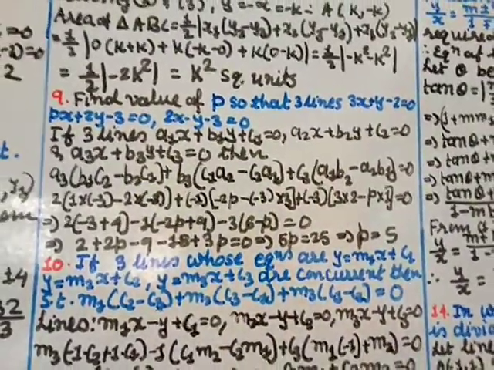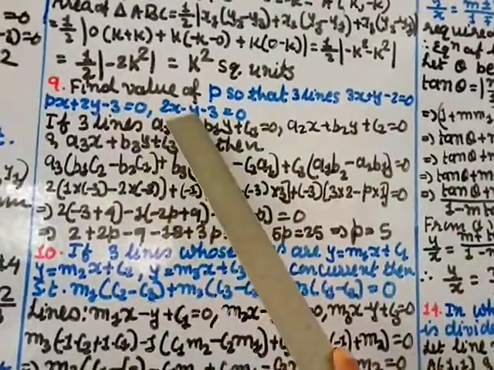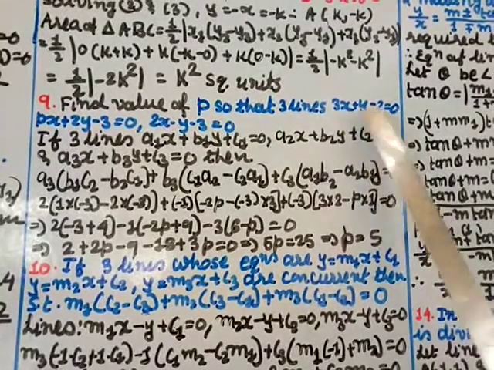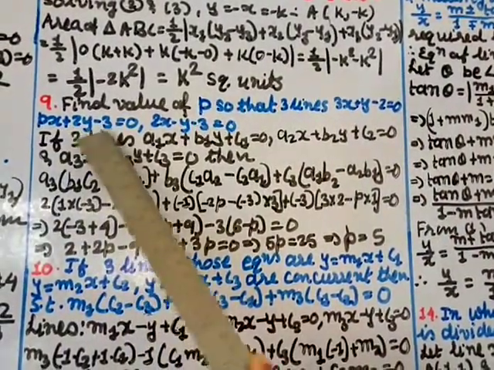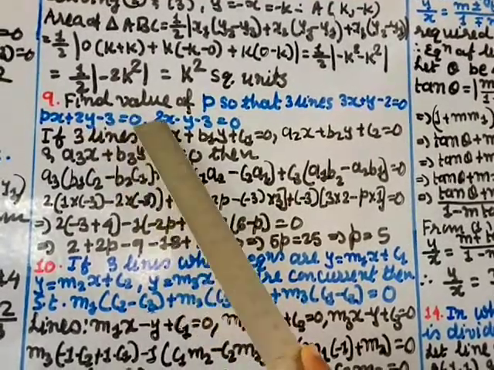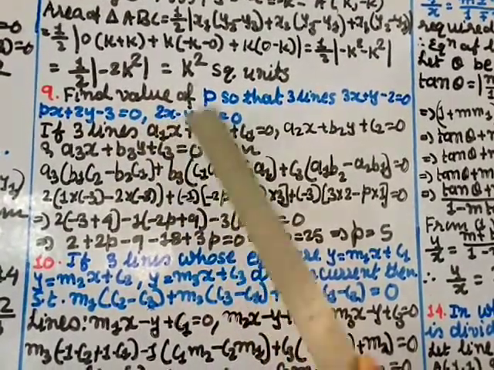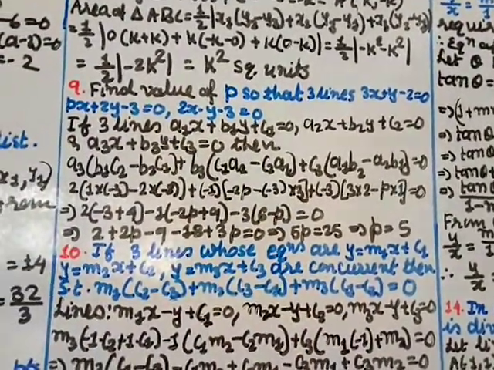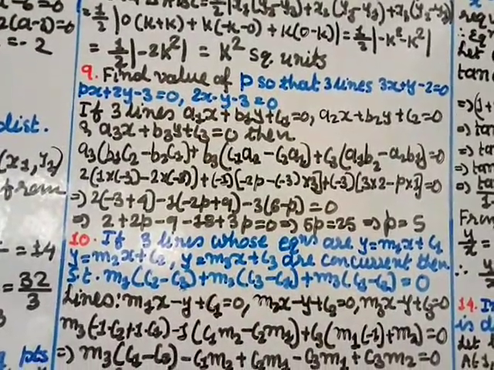Okay, so let us place the values. I call this the first line, second line, third line. So all these coefficients will be a1 b1 c1, here a2 b2 c2, and here a3 b3 c3. So they are the coefficients. So let us place the values. I directly place the values.